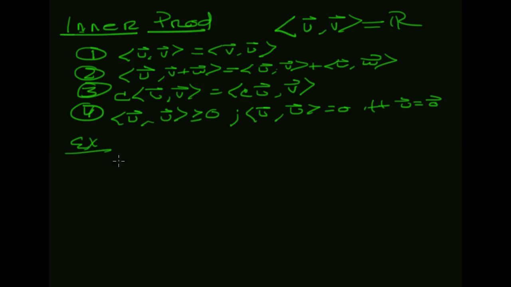If I'm in R2, so u and v are in R2, I can create a different inner product. I can say that u times v is u1 v1 plus 2u2 v2. And you can check, this is actually going to make all four of these things true. It's a funky type of dot product where I've scaled the first one by 1 and scaled the second one by 2, but it's going to work.